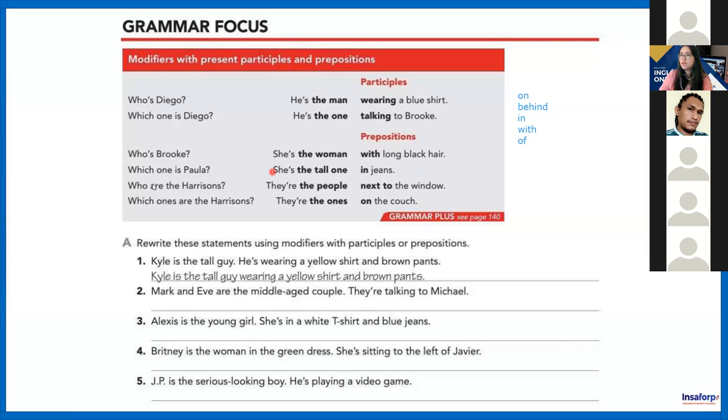O la alta. Who are the Harrisons? They are the people next to the window. Son las personas cerca a la par de la ventana. Y si no queremos utilizar the people, podemos utilizar the ones también, right? Estamos reemplazando this word too. Lo mismo que en este caso. Instead of using the woman, you can use the tall one. Okay, do you have questions about this topic?